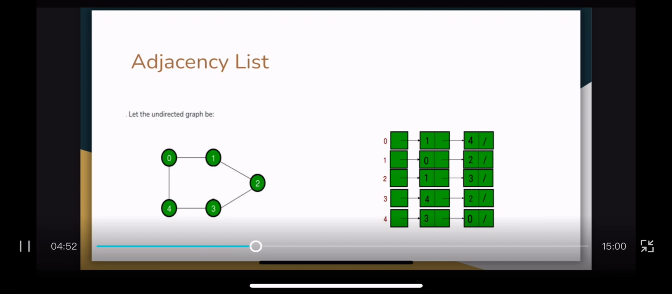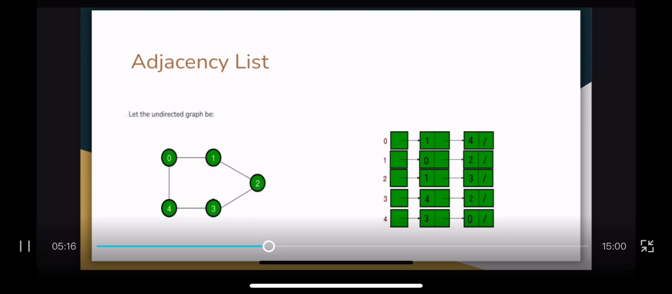For example, for vertex 0, the list contains 1 and 4 because vertex 0 is connected to both 1 and 4. For vertex 1, the list contains 0 and 2. For vertex 2, the list contains 1 and 3. The vertex 3 list contains 4 and 2. For vertex 4, the list contains 3 and 0.